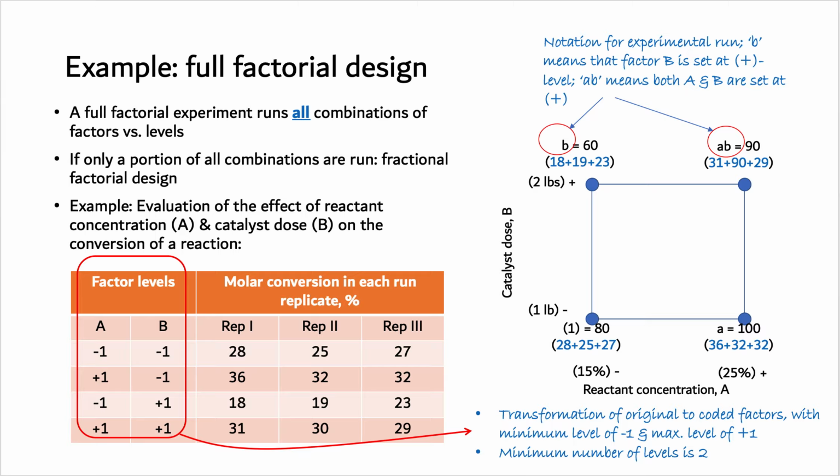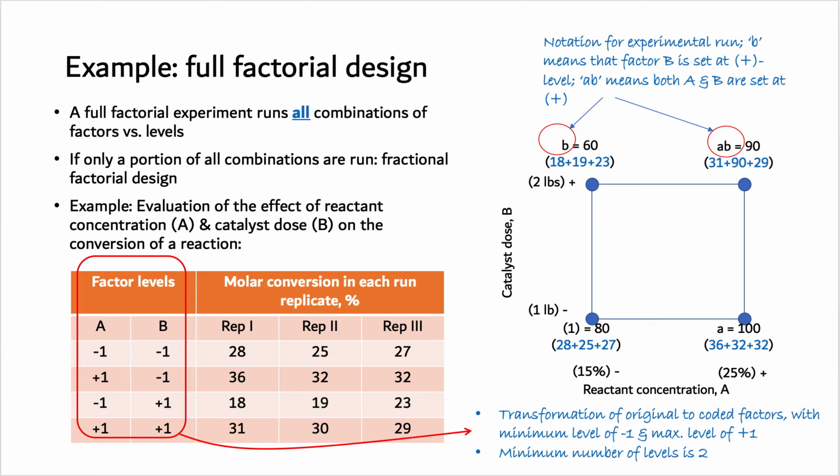Here we can see an example of a full factorial design. In this example, we evaluate the effect of reactant concentration and catalyst dose on the conversion of the reaction. So here we have two factors. The first factor is reactant concentration and the second factor is the catalyst dose. We code the reactant concentration as A and catalyst dose as B. For each factor, we have at least two levels. So here, for reactant concentration and catalyst dose, we have two levels each in this example.